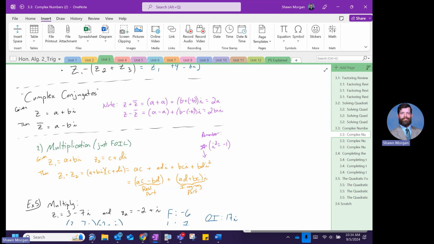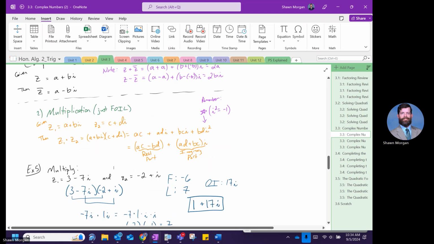Does it really matter which order you do the FOIL in? No, it doesn't. I like FLOI just because the F and the L come together as the real part, and the O and the I come together as the imaginary part.